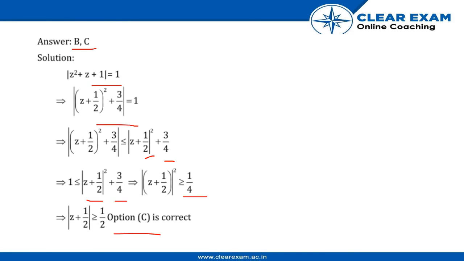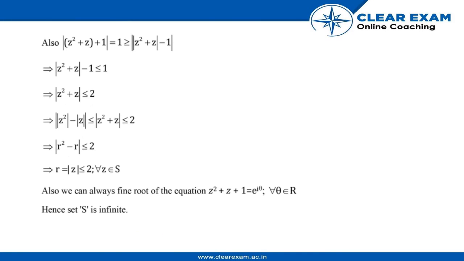Option C is correct. Also |Z² + Z + 1| = 1, which is greater than or equal to |Z² + Z − 1|, which implies |Z² + Z − 1| is less than or equal to 1, which implies |Z² + Z| is less than or equal to 2.